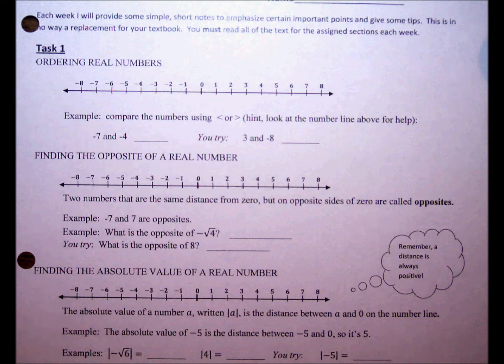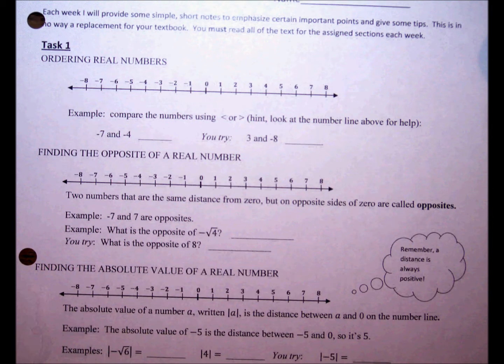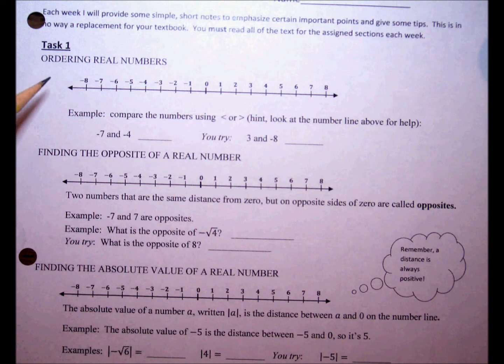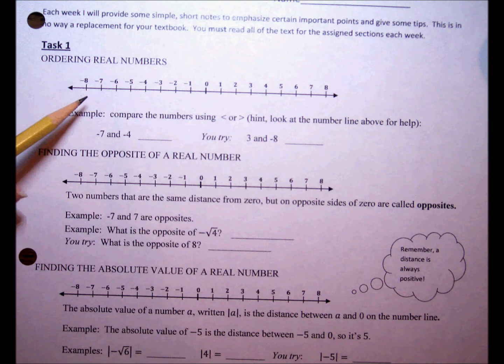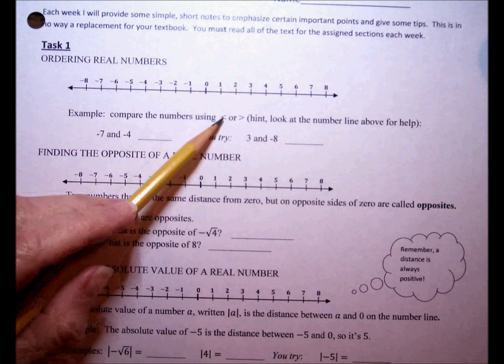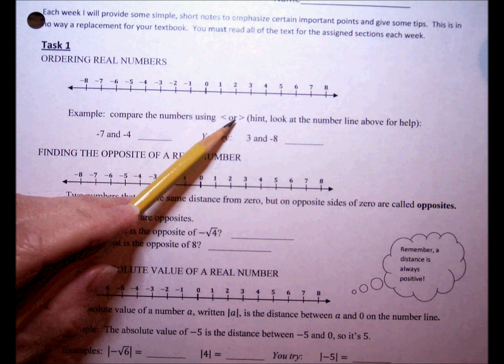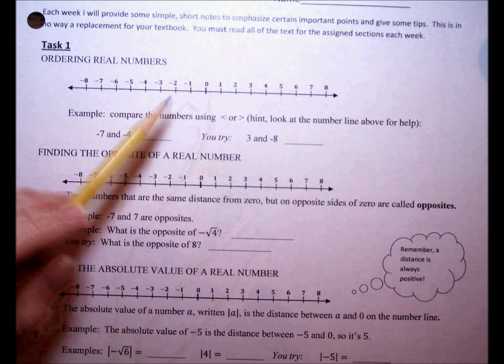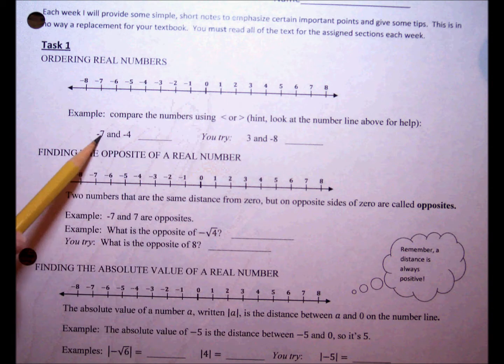Okay, this should all be review. It's quite basic, but they're very important definitions, and we need to make sure that you're very comfortable with them before we move forward. Ordering real numbers. I really want you to use a number line if you're having any trouble with subtracting integers or real numbers. Comparing numbers using less than or greater than, a number line can come in very handy for that.